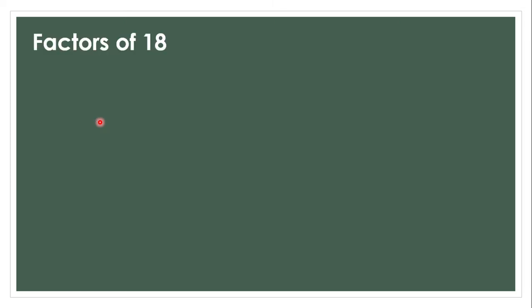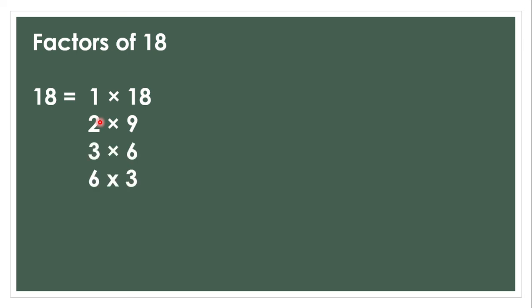Then we have to find the factors of 18. So 18 can be written in this way: 1 into 18, 2 nines are 18, 3 sixes are 18, 6 threes are 18. See here, 3 sixes are 18, 6 threes are 18. So we no need to write this step, so we cut it.